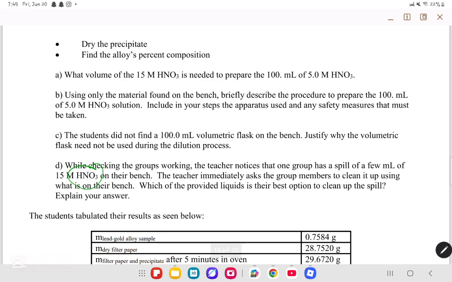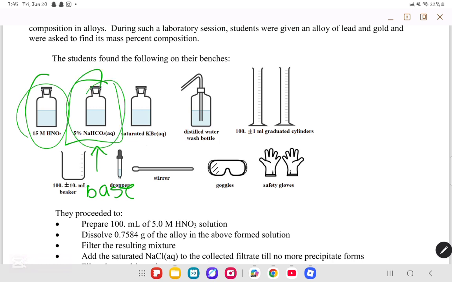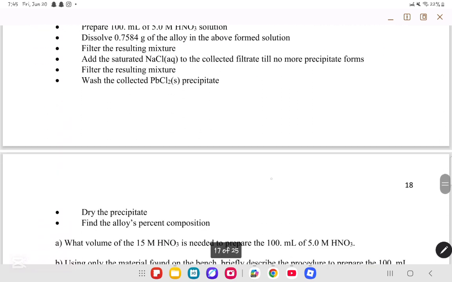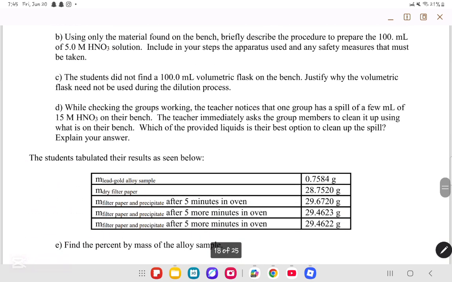So you have HNO3, which is an acid. You spilled it on the bench, right? But you also have NaHCO3, which is a base. So you have an acid and you have a base. What does an acid and a base reaction do? It will make a neutralization reaction, so it will form water and salt. So very simply, you're gonna use the NaHCO3 because it's a base. It will neutralize the acid.